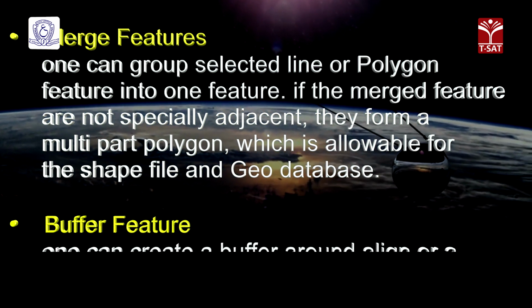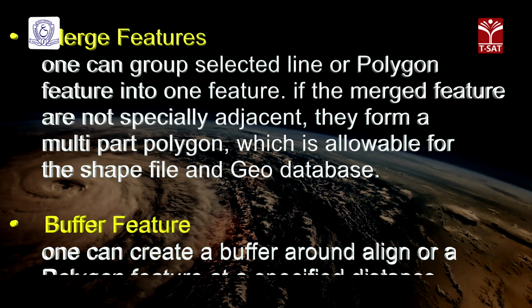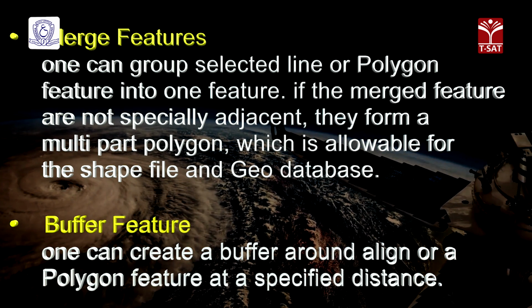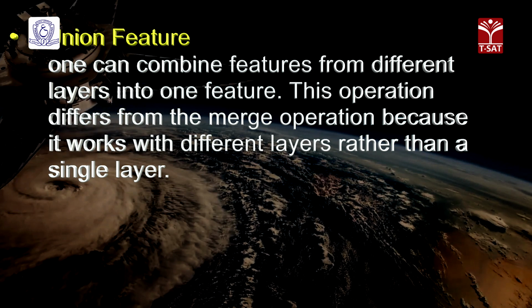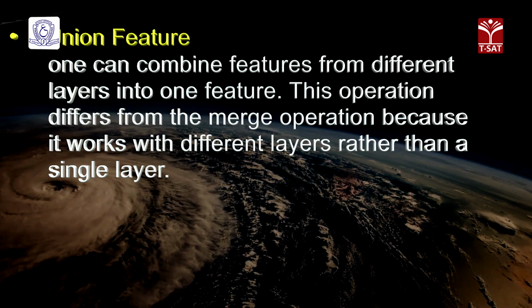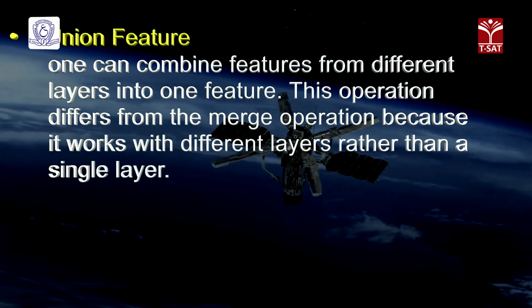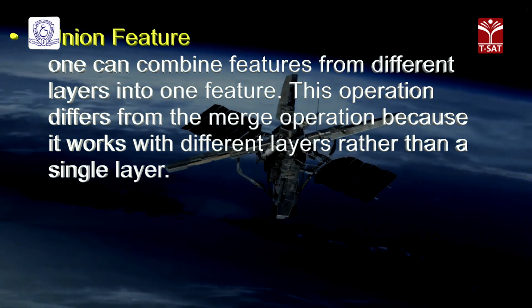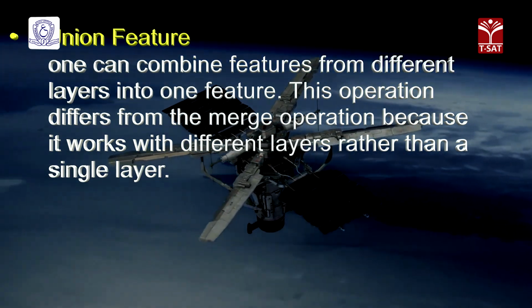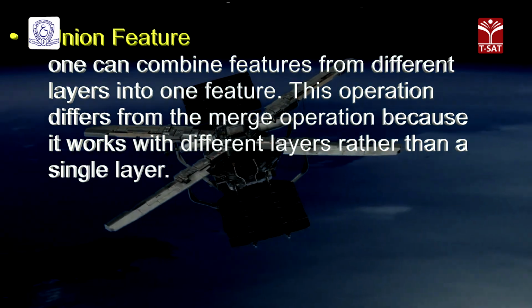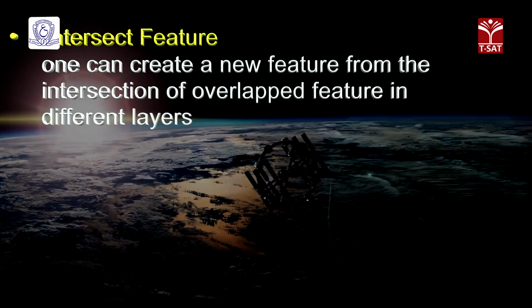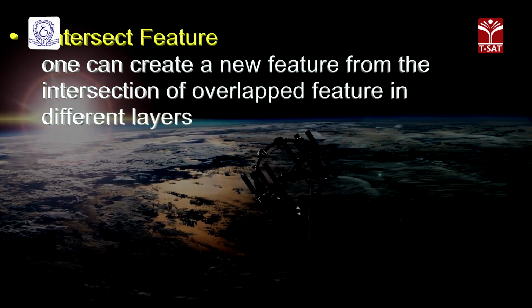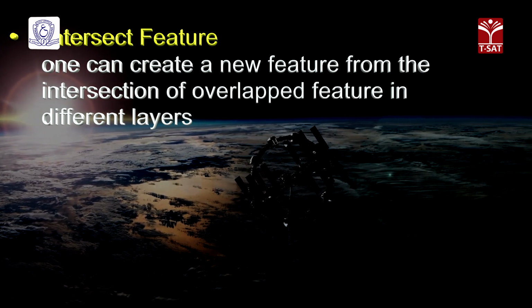Buffer feature. One can create a buffer around a line or a polygon feature at a specified distance. Union feature. One can combine features from different layers into one feature. This operation differs from the merge operation because it works with different layers rather than a single layer. Intersect feature. One can create a new feature from the intersection of the overlapped features in different layers.